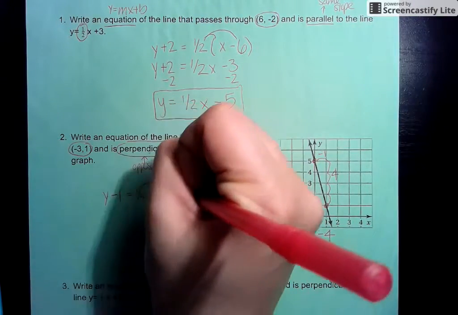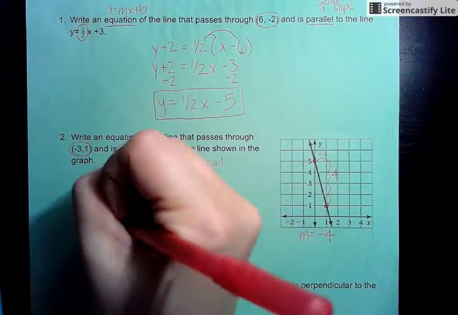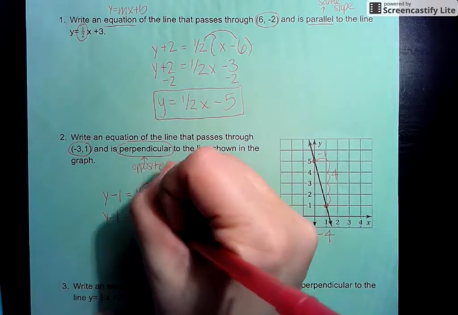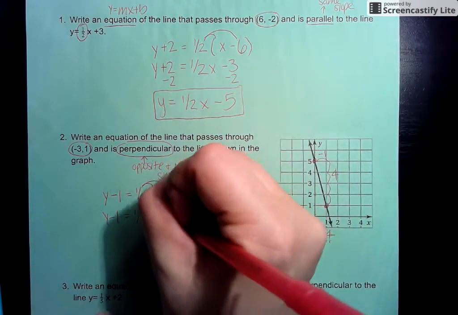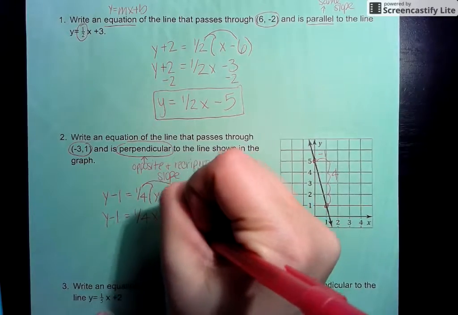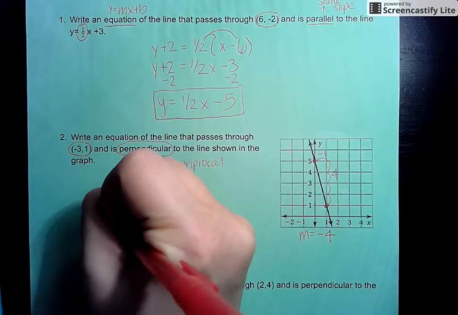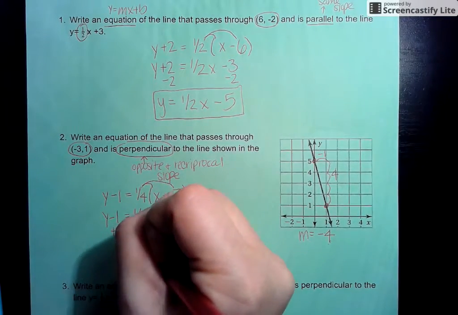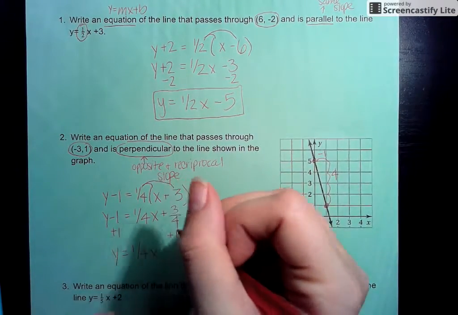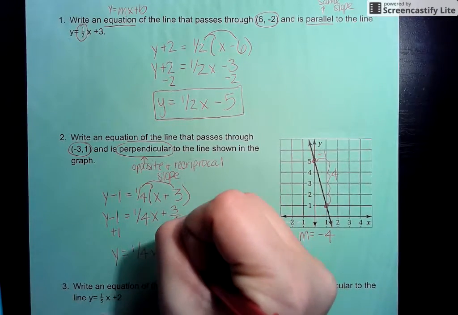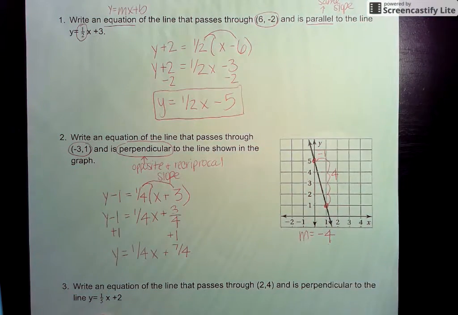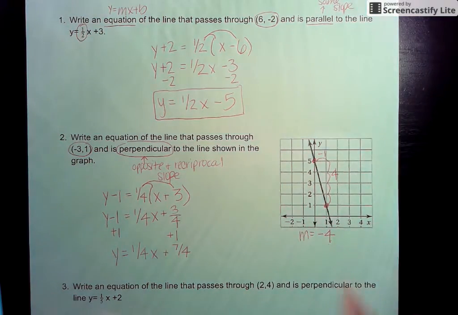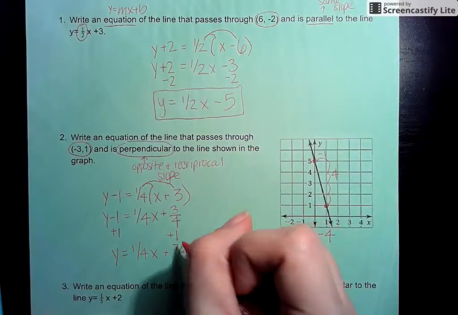So we're going to distribute that 1/4. So we get y minus 1 equals 1/4 times x, which is 1/4 x, and then plus 1/4 times 3, which is 3/4. We're going to add 1 on both sides, and it's going to be y equals 1/4 x plus 7/4, because if you notice that 3/4, it would be 1 3/4, which would turn into 7/4, and you always want to leave it as an improper fraction.